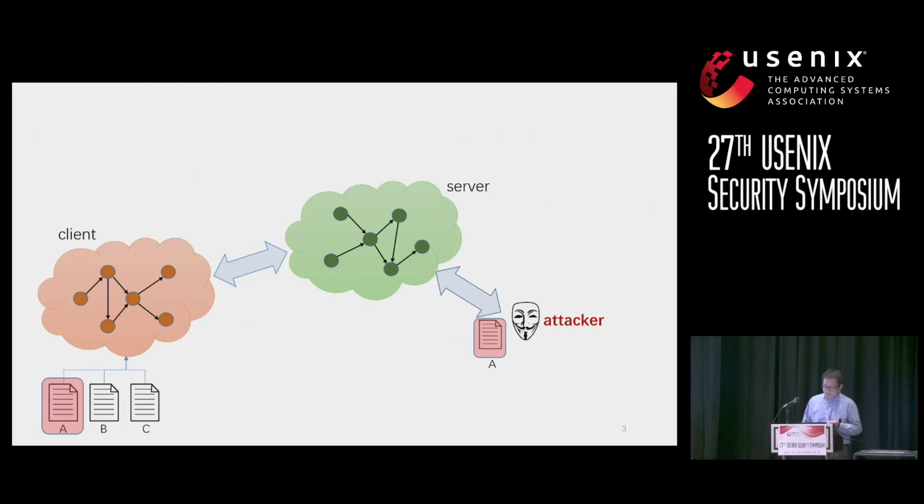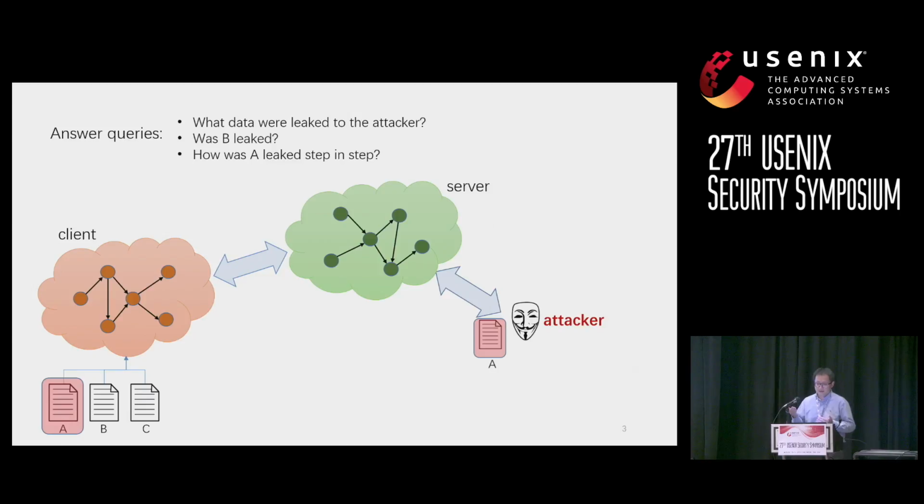During the investigation, people may ask questions like, what data were leaked exactly to the attacker? Was file B leaked or was file A? If we know that it's file A that is leaked, how was file A leaked step by step? What's the nature of this attack?